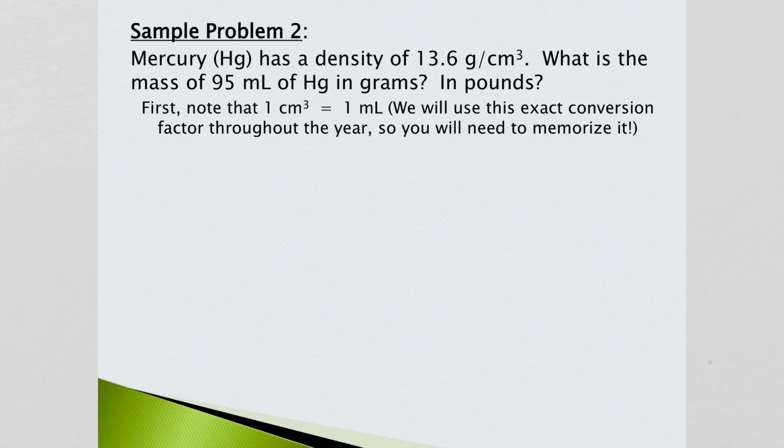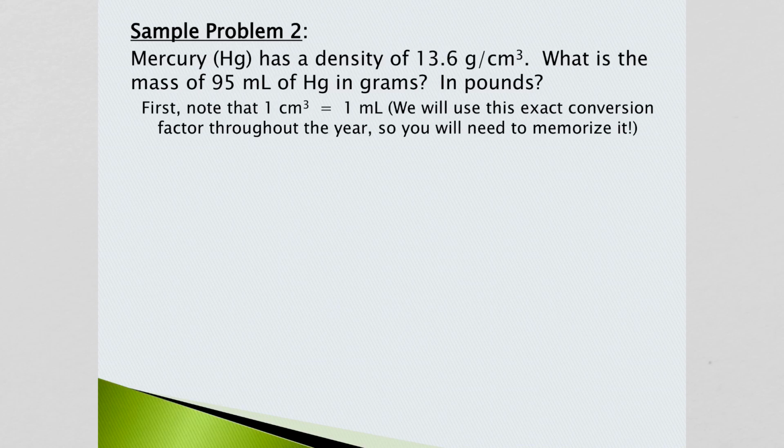Sample problem number 2. Mercury has a density of 13.6 grams per centimeter cubed. What is the mass of 95 milliliters of mercury in grams? How about in pounds? Now, it also gives you a little note there underneath. It says, first note that 1 centimeter cubed equals 1 milliliter. We will use this exact conversion factor throughout the year, so you need to memorize it. And we used it previously as well in this lesson. So this wants us to determine the mass in grams and pounds.